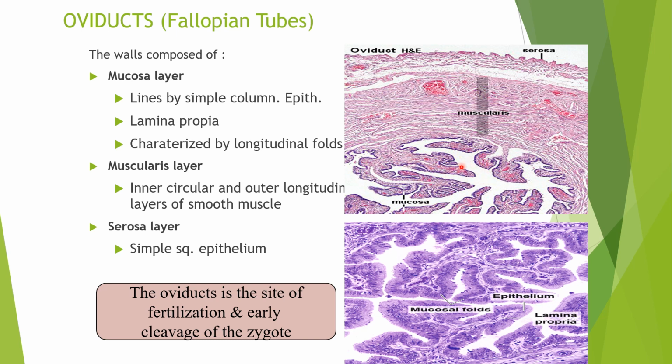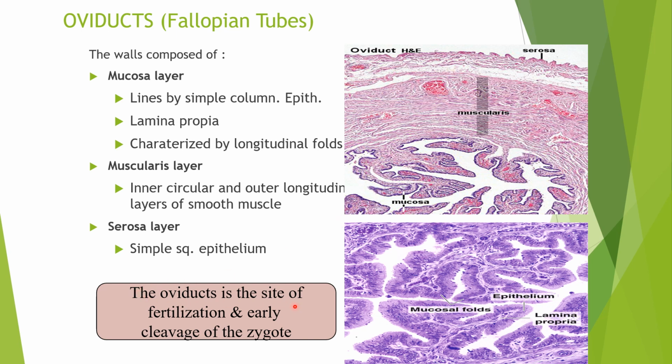This epithelium is thrown into longitudinal folds, most numerous in the infundibulum and the fimbriated part of the ovarian tube. The next layer is the muscularis, which is formed by inner circularly arranged smooth muscle layers and outer longitudinally arranged smooth muscle layers, and outer to this muscularis is the serosa, which is a simple squamous epithelium.